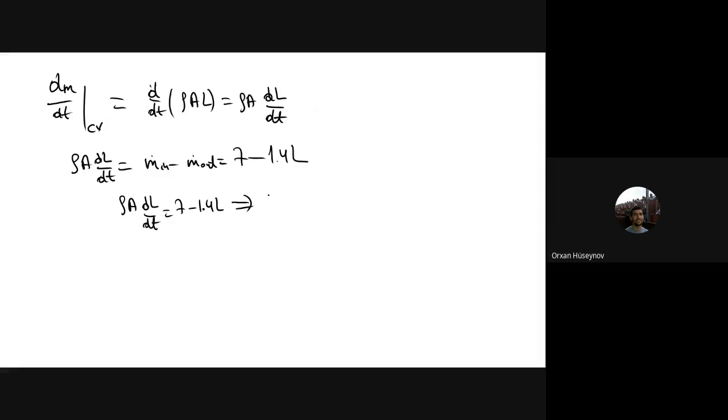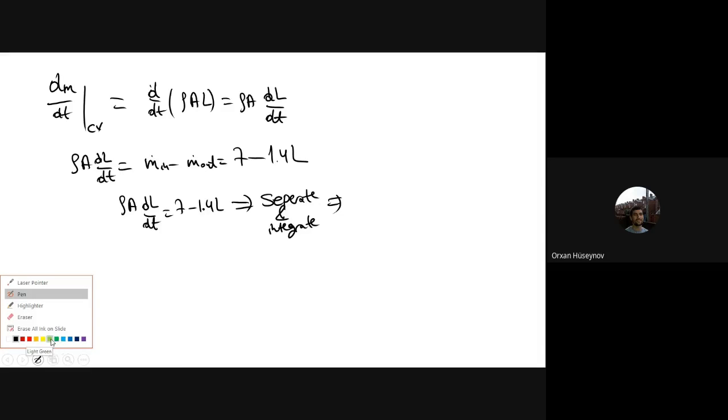And from that one, I will use the famous integral rule, which says that you can separate and then you can integrate. This is a very famous integral rule that you can always use. I first separate, which is dL by 7 minus 1.4L. That will be equal to 1 divided by rho A. That is my integral.